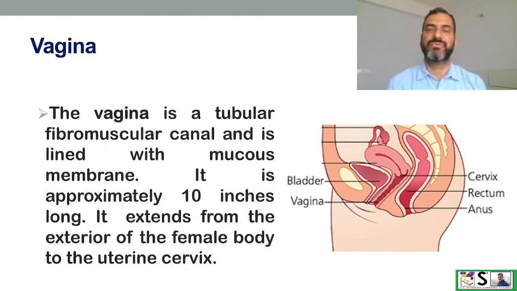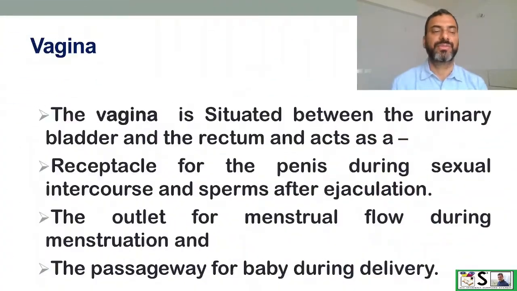Next part is vagina. The vagina is a tubular fibromuscular structure or canal, and it is lined by mucous membrane. It is approximately 10 inches long. It extends from the exterior of the body to the uterine cervix. The vagina is situated between the urinary bladder and rectum and acts as a receptacle for the penis during sexual intercourse and sperms after ejaculation.